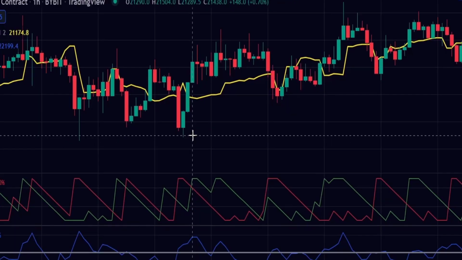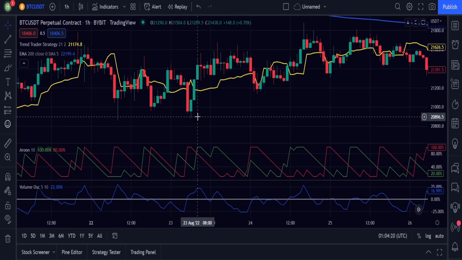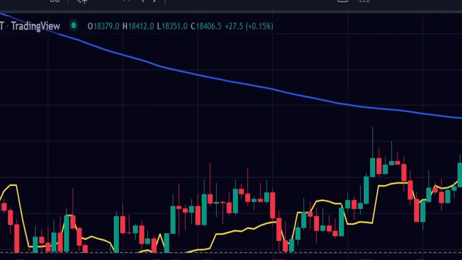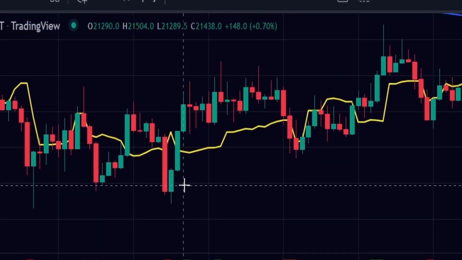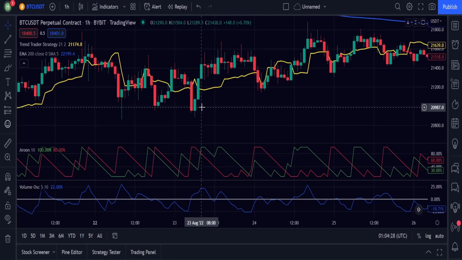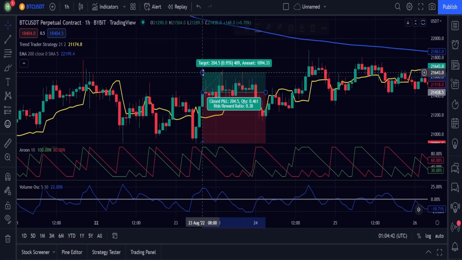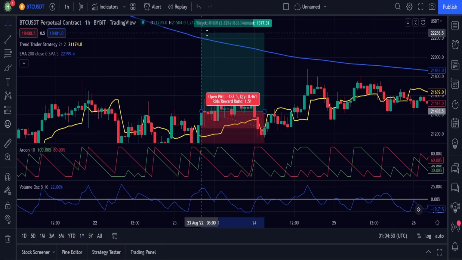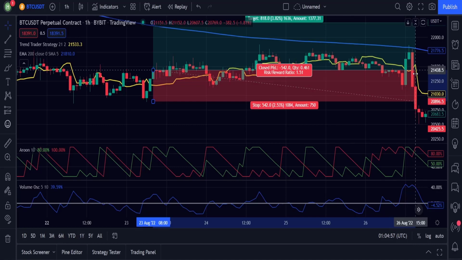But we'll not get into this trade for 2 reasons. Number 1, the price action is below the 200 EMA, and number 2, the trend trader indicator line is also below the 200 EMA. So we'll definitely not get in this for a buy trade. As you can see here, for our risk to reward, this would not have been a profitable trade.